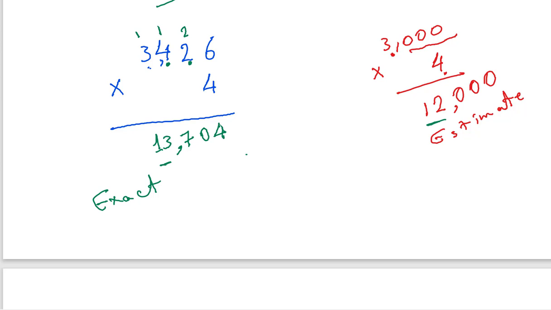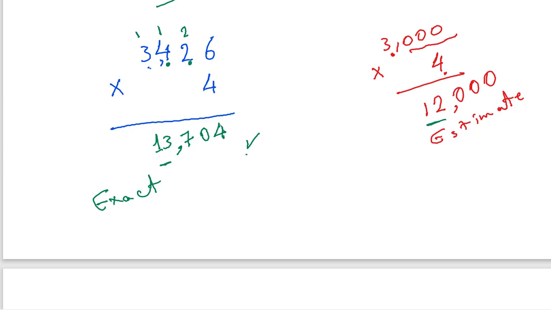Yes, this is near. Why is it near? Because we know that we rounded down. It's 4 to the right, and we round the number down, not up. So I expect the answer, the exact answer, to be more than 12,000. Okay, so I can see here the estimate and the exact solution.